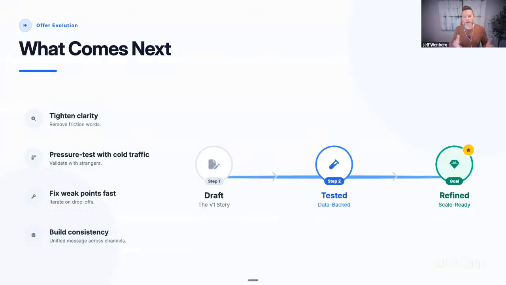And then if that isn't validated, how do we fix it? Okay, this part of it seemed to really lose people. How do we fix that part so it hooks them back in? And then create that unified messaging across all your channels, all your marketing, so that anytime somebody comes in, they know what you as the expert do.